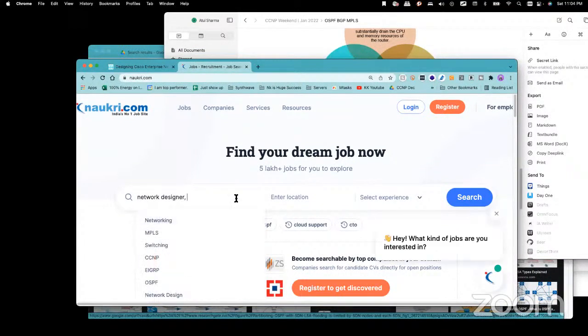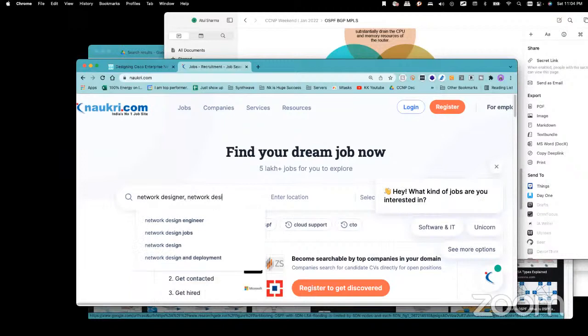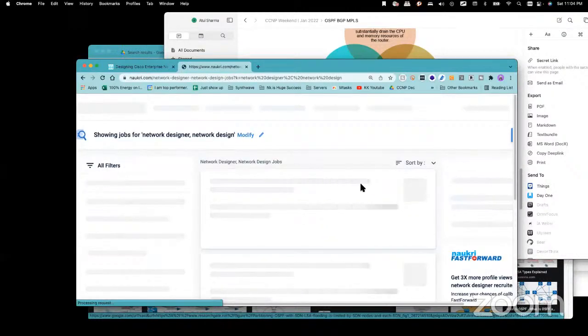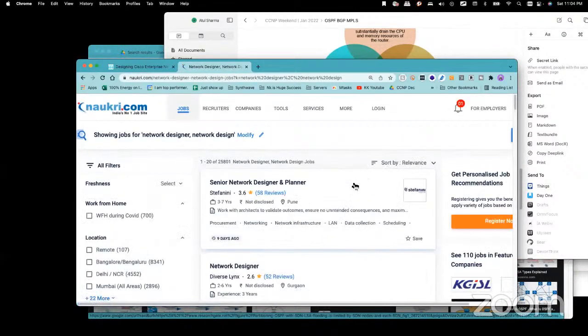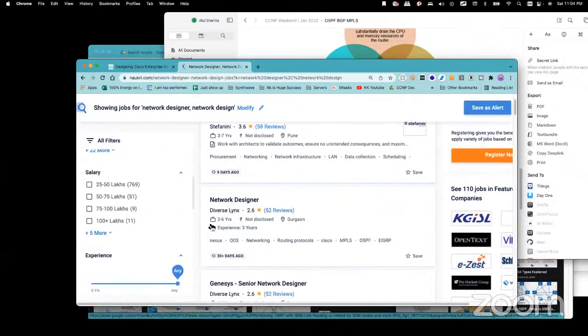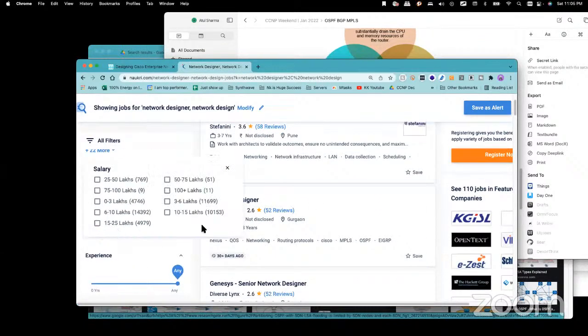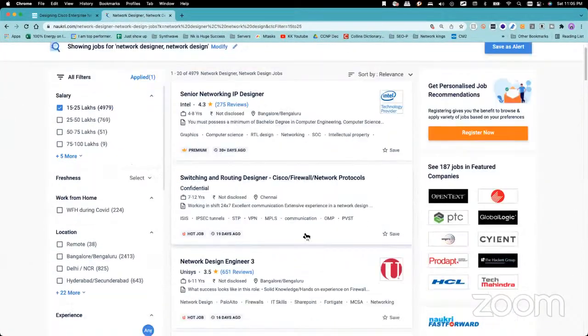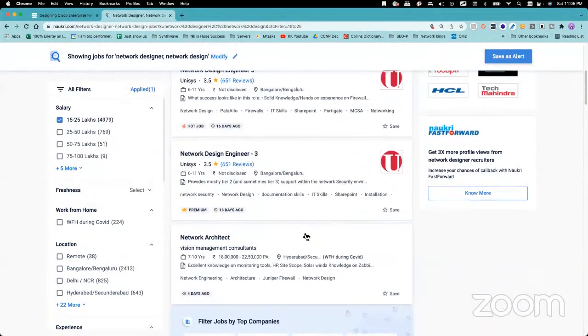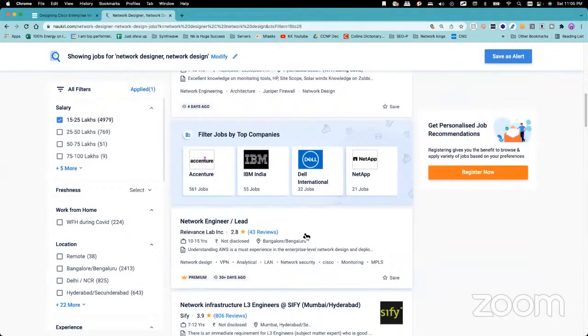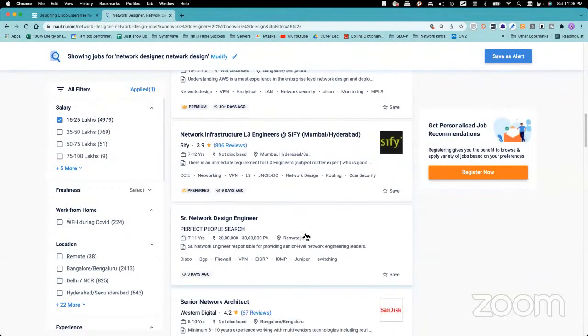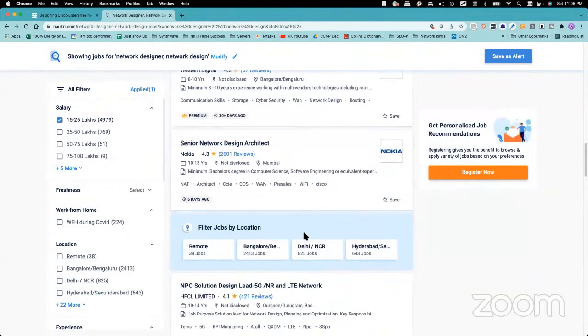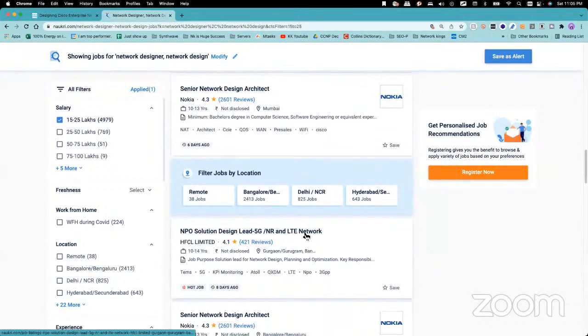They are the upper level. Their salary is much higher, and designers are obviously on the higher side. That totally depends on the availability. If you check, these are designer jobs: network design engineer, network architect. If you check the experience required for architect, these guys need a lot of experience. That's the only problem.